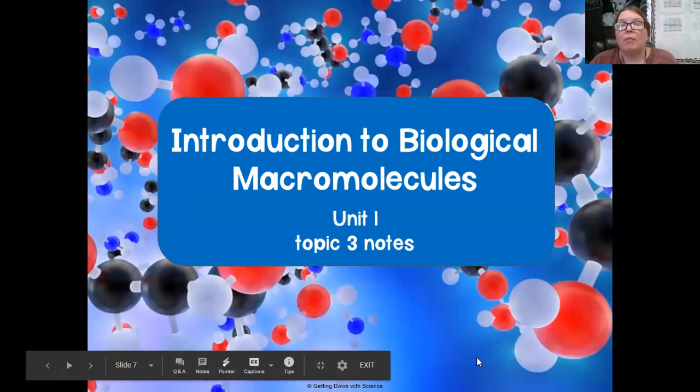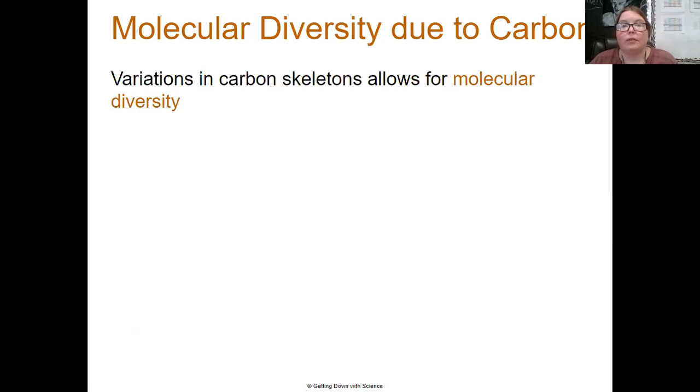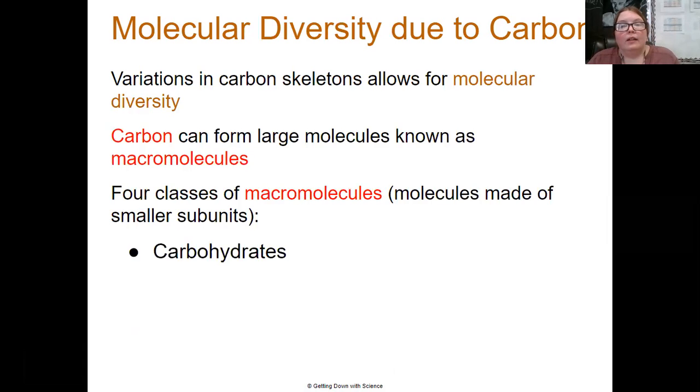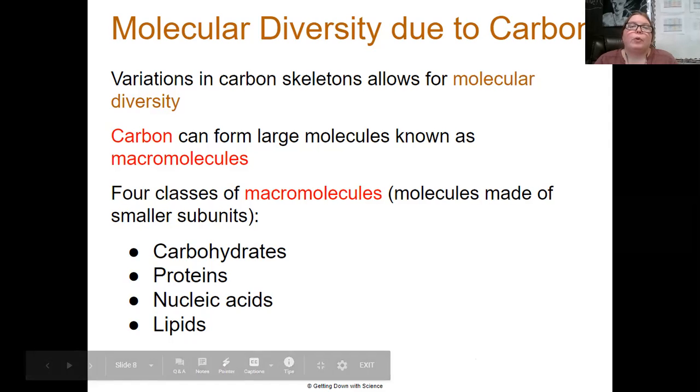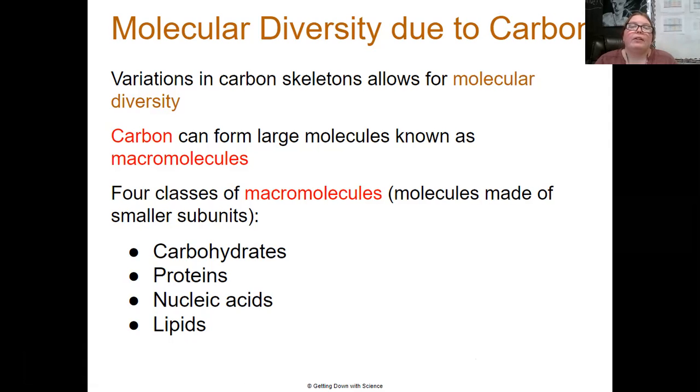Okay, so let's talk about what we do with those crazy functional groups. Let's put some of this up so we can talk about it. Carbon makes large molecules called macromolecules. We're going to start doing prefixes and suffixes and studying those. Macro means large, so macromolecules are just large molecules.